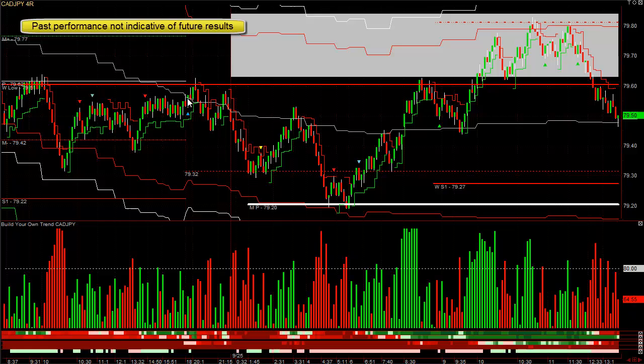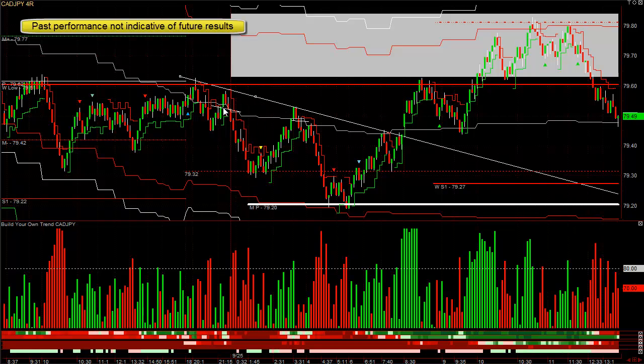Weak CAD, strong yen. When it's underneath the hourly, you're looking to sell it. So you have this trade right here. It comes back up and gets slightly above it, then breaks down. That's another nice short. And really, when it breaks the trend line, you want to pretty much continue trading with the trend until the trend line gets broken.